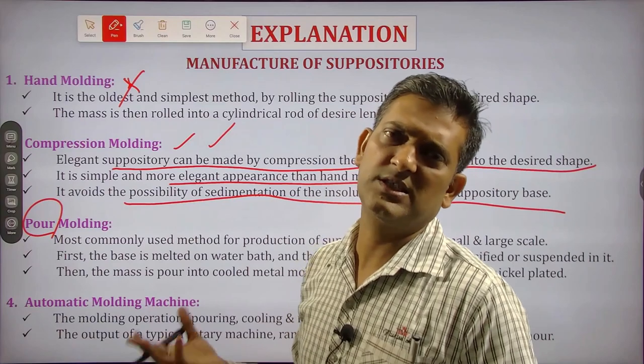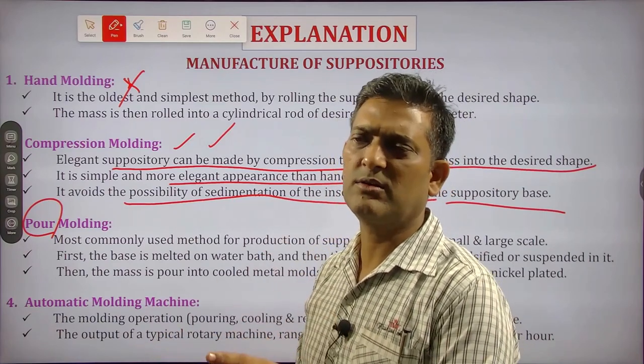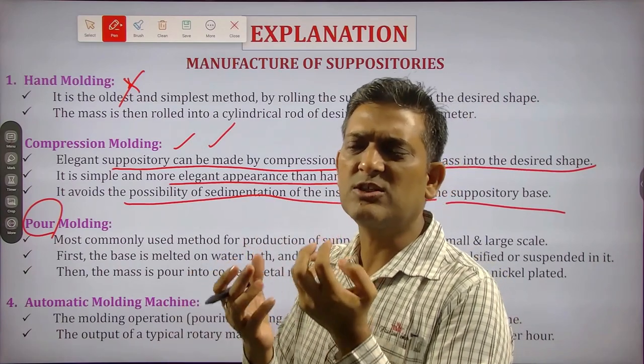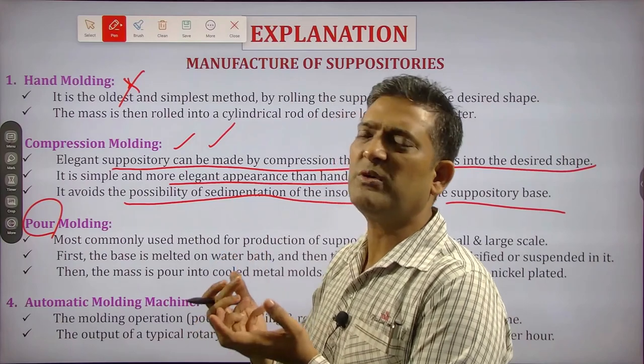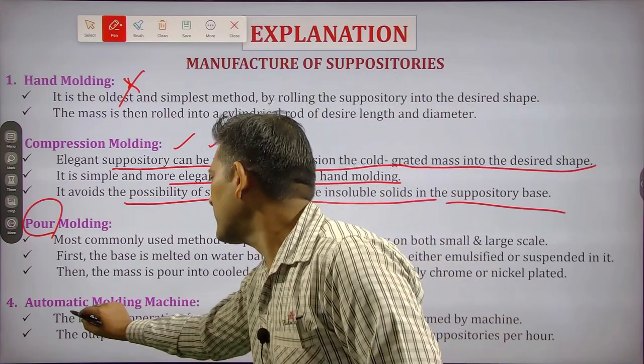With the automatic method nowadays, you put everything in command for a specific time period, press, and get the best output within a short span of time. Yield, uniformity, and stability are much better with automatic molding machines.